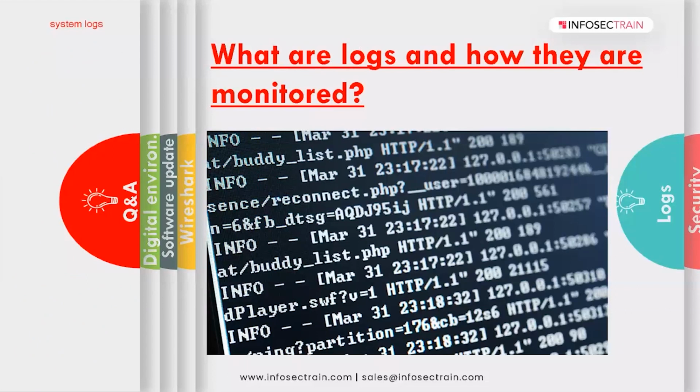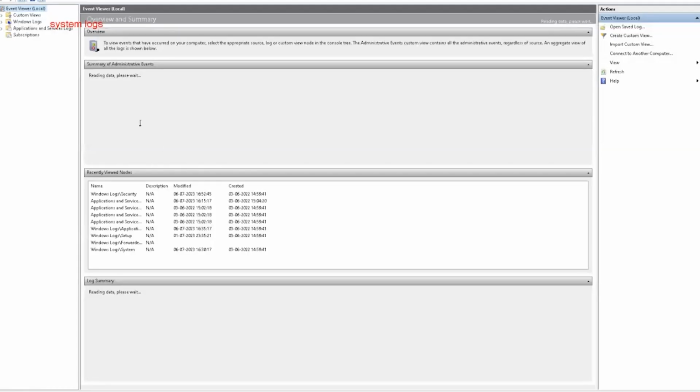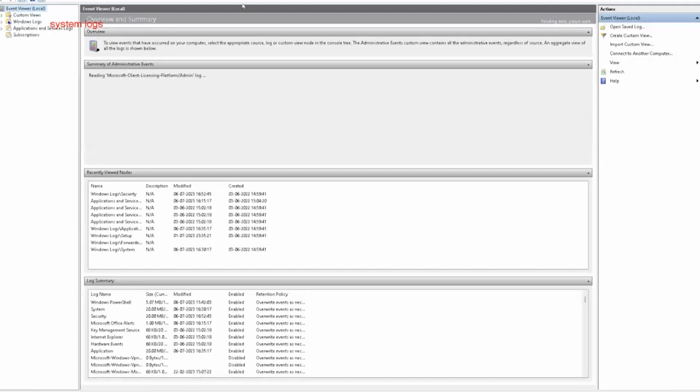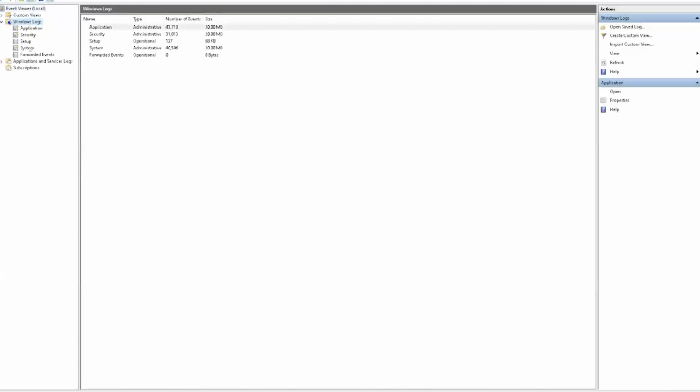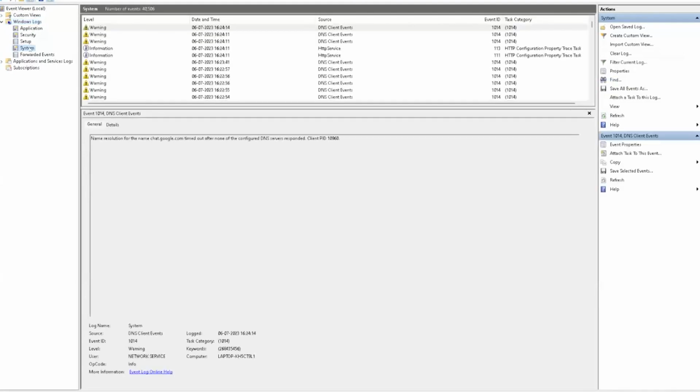Okay. So over here, this is my system log. Our system logs capture the information about the activities and the operations of the underlying computer systems and the applications. Basically, our system logs serve as an invaluable resource for troubleshooting and diagnosing technical issues.